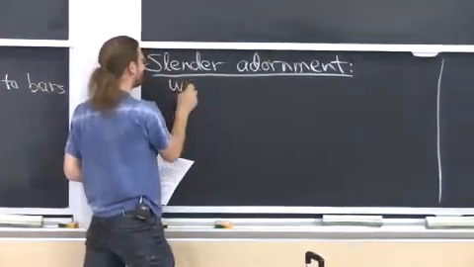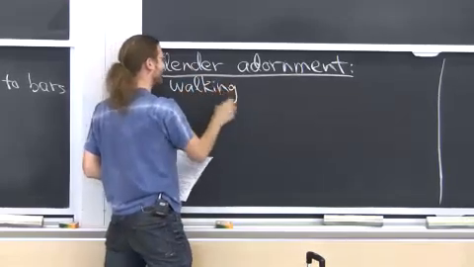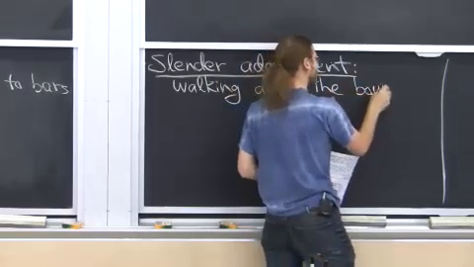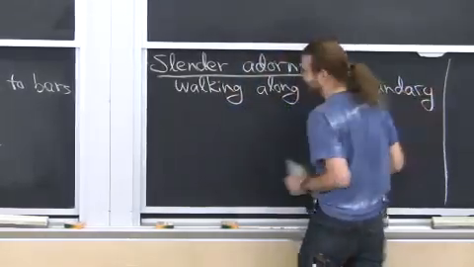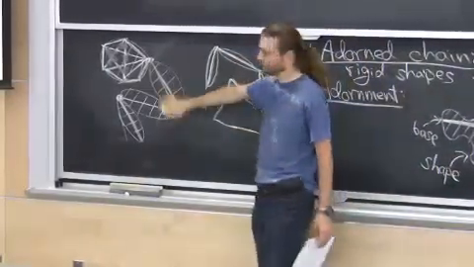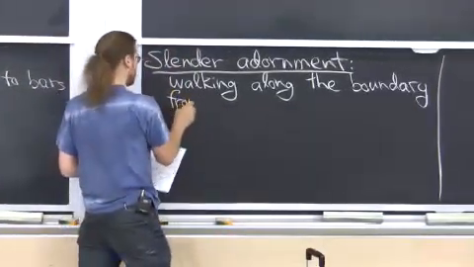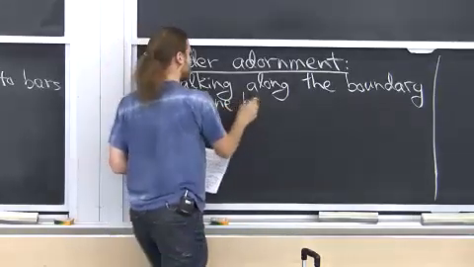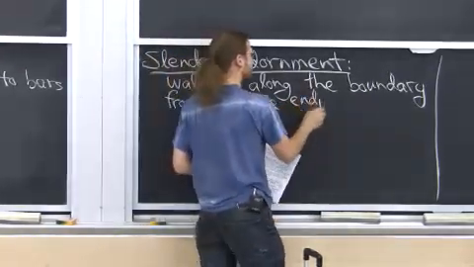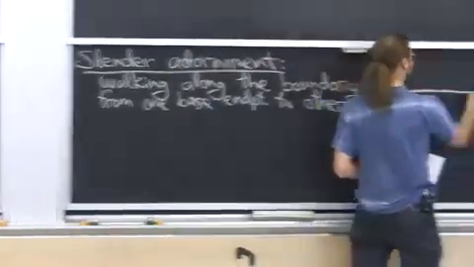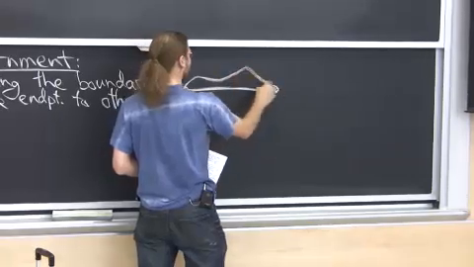All right. So what does slender adornment mean? It's going to be shapes more like these thin things, maybe even these, I think, but not so much this. That doesn't look so slender to me. What we're going to do is walk along the boundary from one base endpoint to the other. So maybe draw an example here. I think that'll be slender.